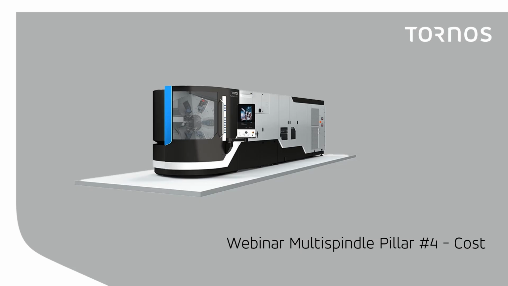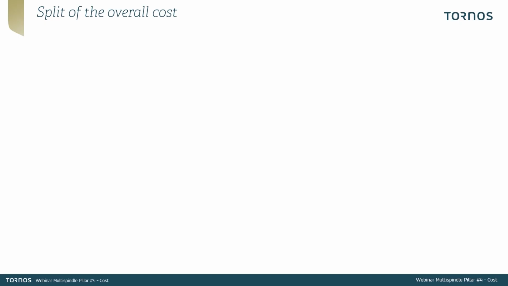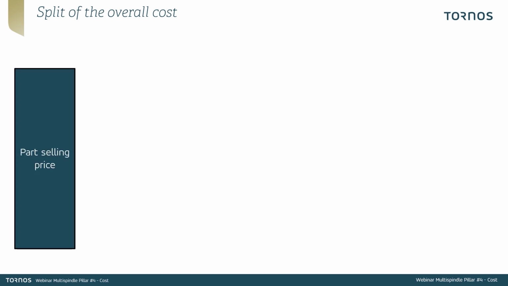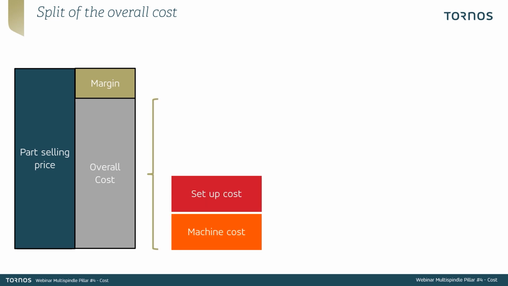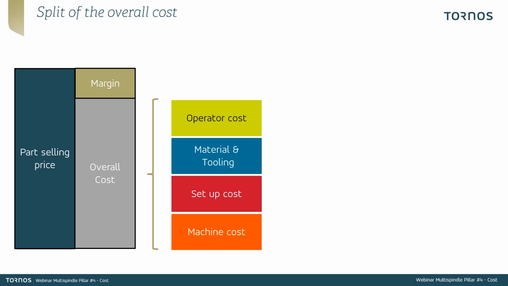Okay, so let's go deeper in the application to see who are the levers to monitor and influence the cost of the part. So you start from the selling price of your part. We have the overall cost and of course your margin. If we split the overall cost in four main families, who are the machine cost, setup cost, material and tooling cost, and operator cost. Let's go deeper in the machine cost.